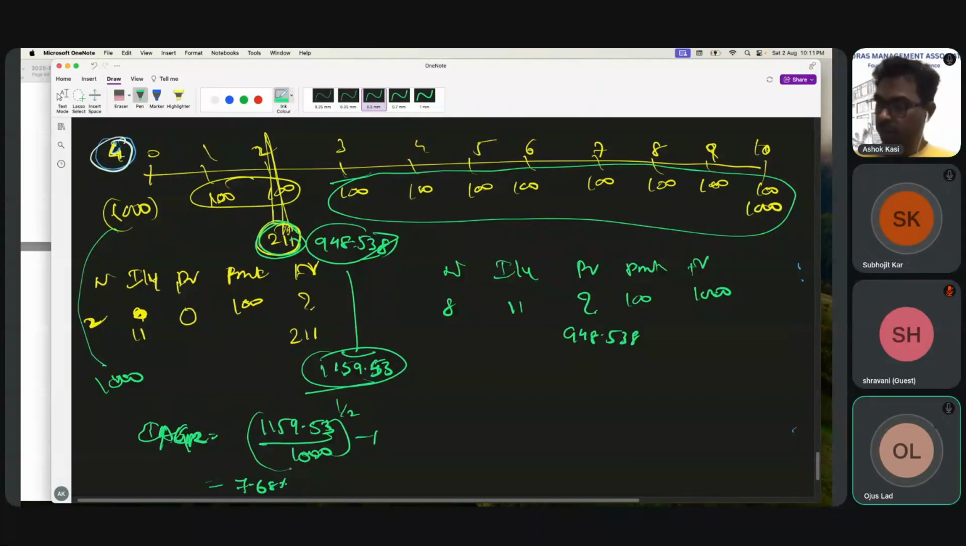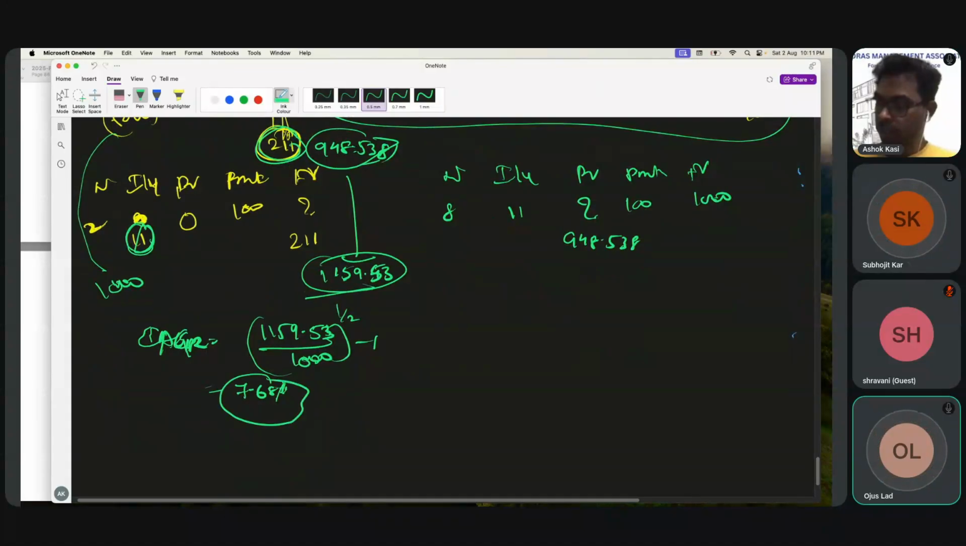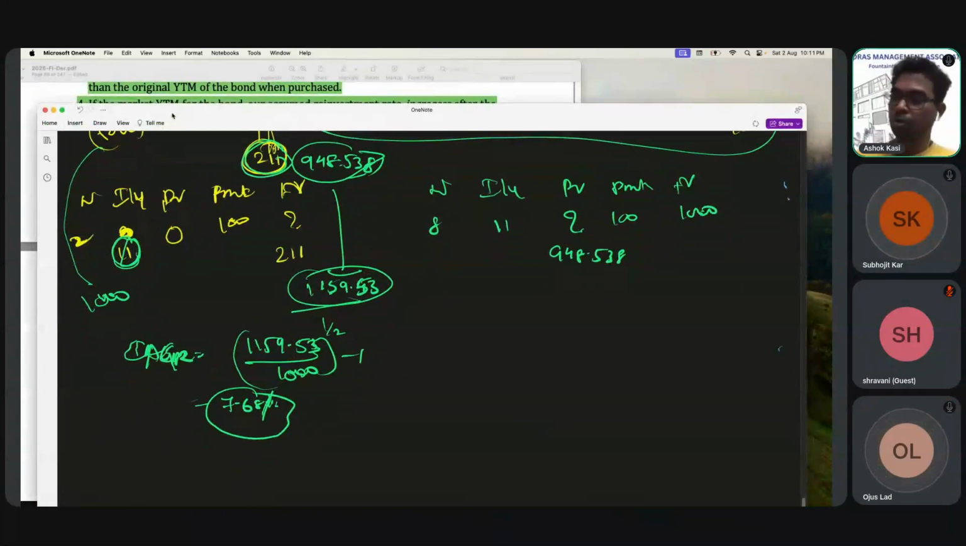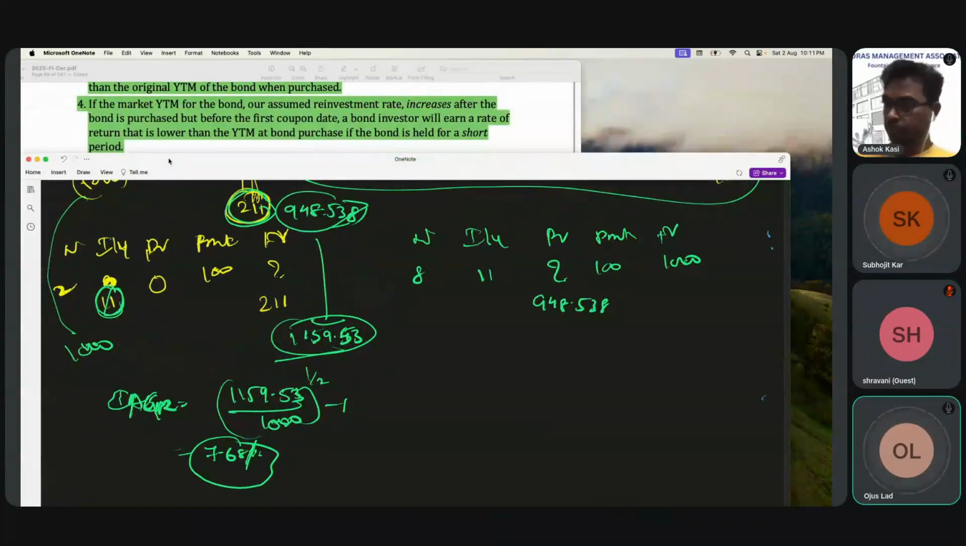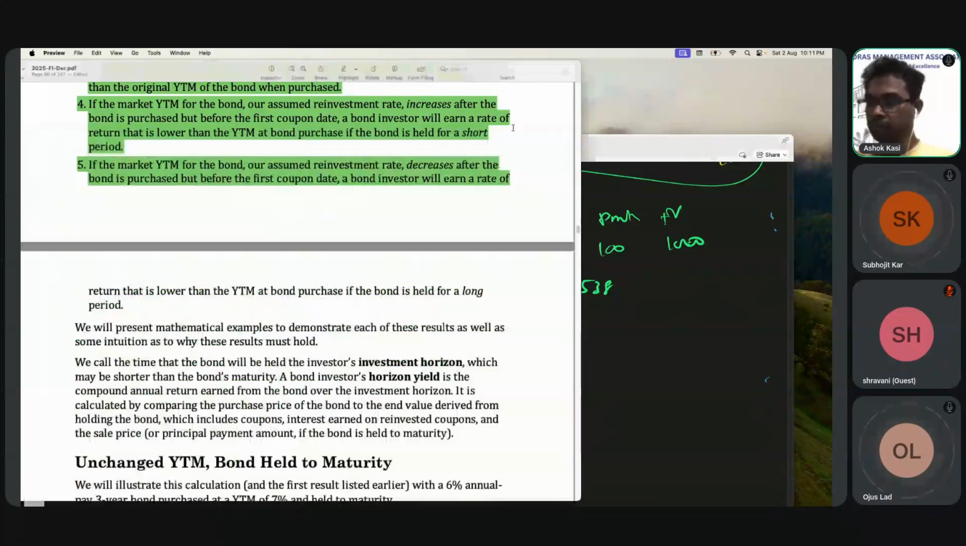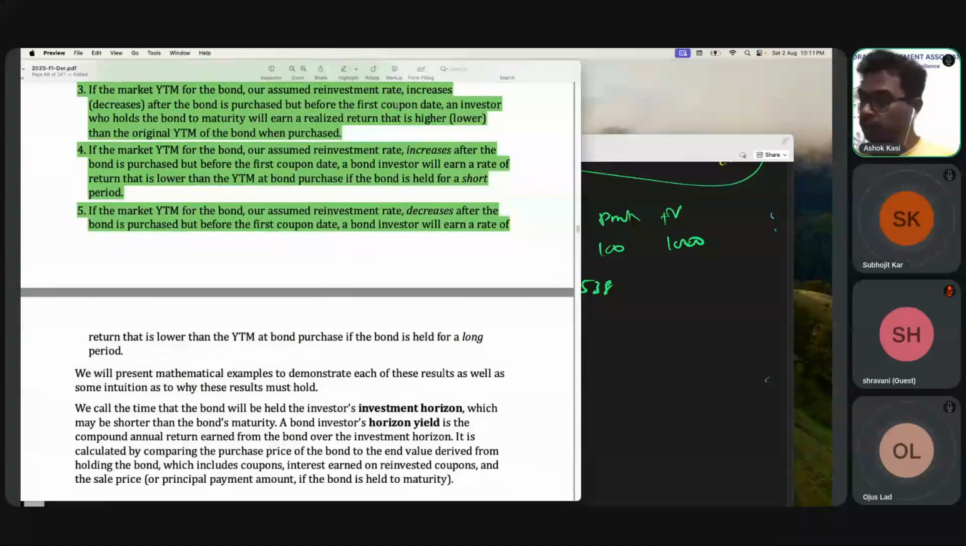7.68. So interest rate went up and your return has come down. So it is counterintuitive, right? Yes, sir. But this proves the point mathematically. Conceptually, we will now understand. If we hold it till maturity, then what will be the return? What will be the CAGR? Then the yield will go up. That's what we saw in the previous one.